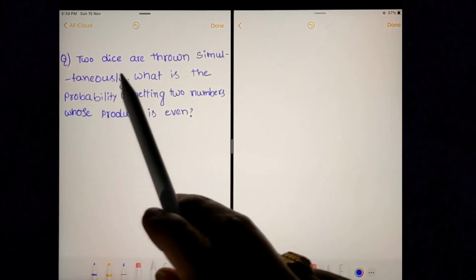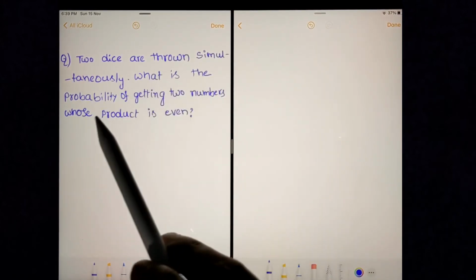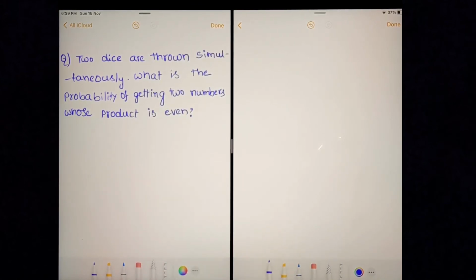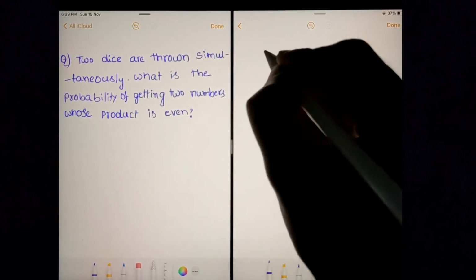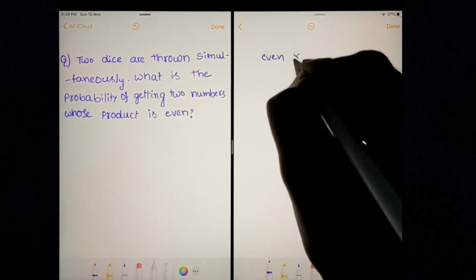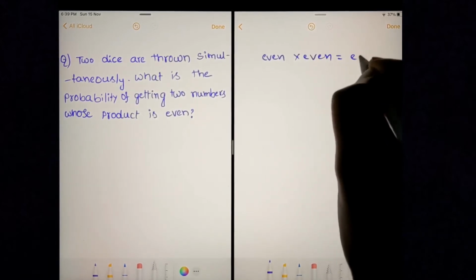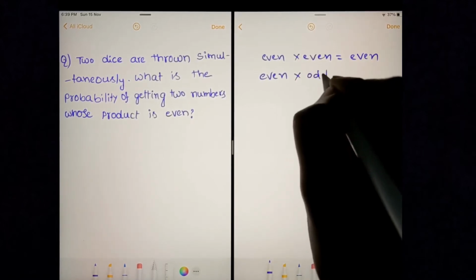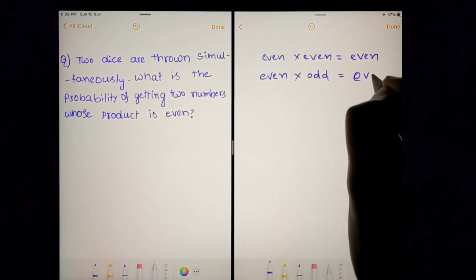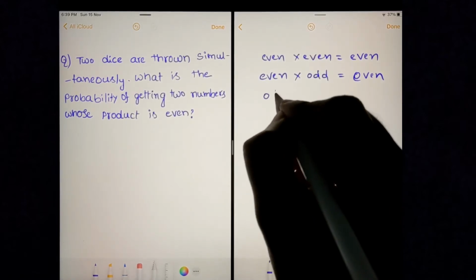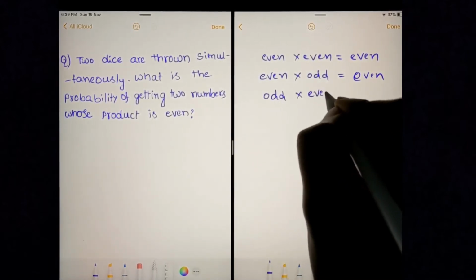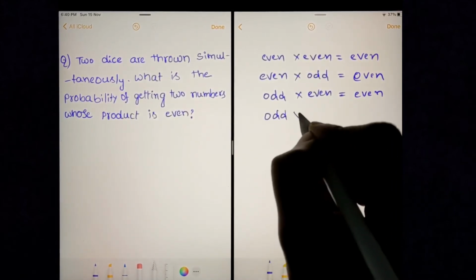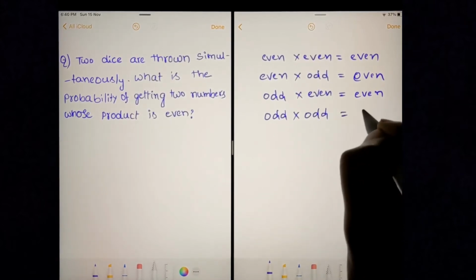Okay, next question. Two dice are thrown simultaneously. What is the probability of getting two numbers whose product is even? Here we need to know few things. When an even number is multiplied with even, then result is also even. When the even number is multiplied with odd number, then the result is also even. When odd number is multiplied with even number, result is also even. When the odd number is multiplied with odd, then result is odd.